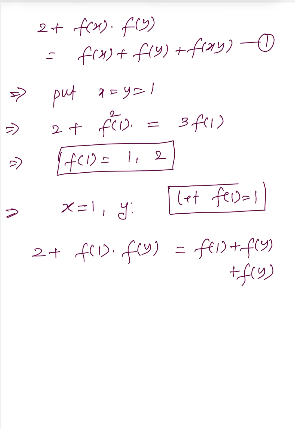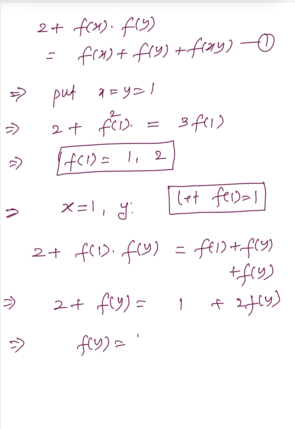Let us assume that f(1) is 1. So how to prove that f(1) is not equal to 1? Let's suppose that f(1) is 1. Now if we use this result, what we will get? 2 + f(y) = f(1) + 2 f(y). Again we can put f(1) as 1. So from here we will get f(y) = 1.